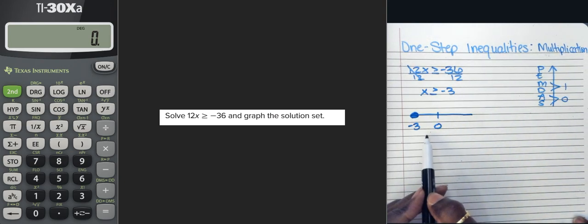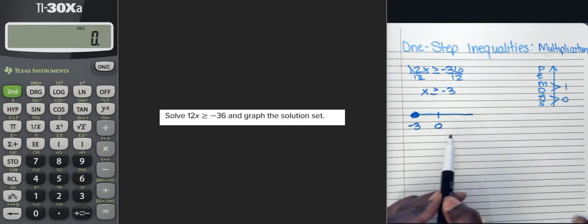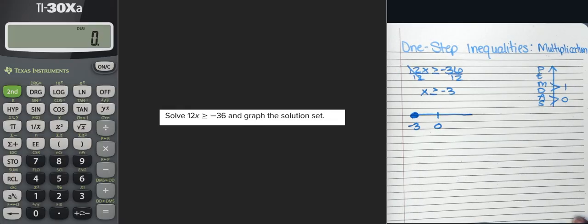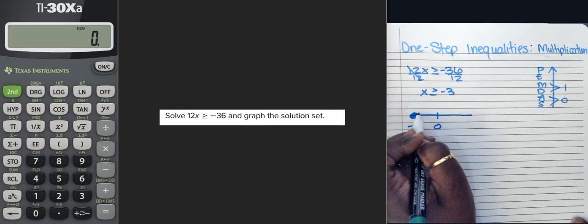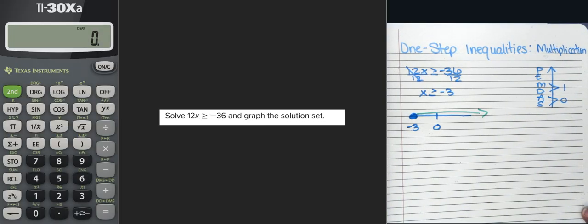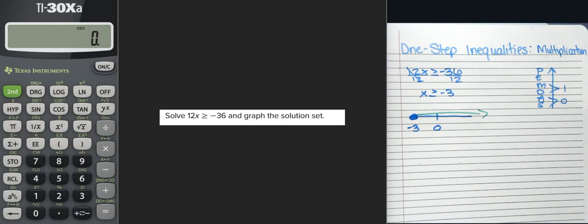So greater means that we're moving to the right. Remember, as you move to the right, your numbers are getting larger. As you move to the left, your numbers are getting smaller. So we are looking for values that are going to be greater than negative 3. That means that they are going to the right to make this a true statement.